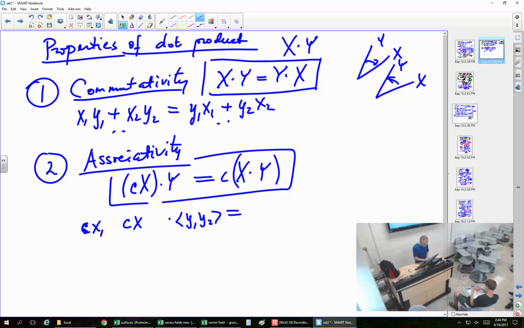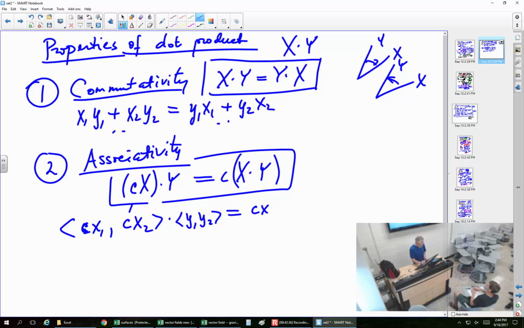cx1, cx2, like this. Okay? So exactly, this is the cx vector. So each component of x is multiplied by c. We have our new vector, and then the second vector is still the same. Okay, so now if we carry out the multiplication, what do we get?